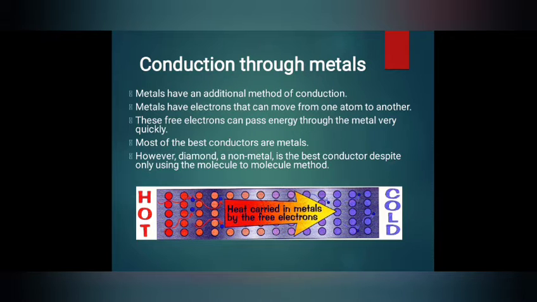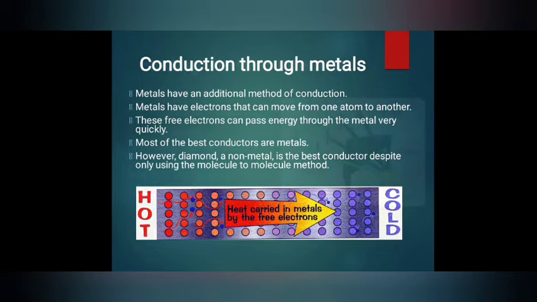However, diamond, a non-metal, is the best conductor despite only using the molecule-to-molecule method, because diamond is a very compressed mineral. It is compressed carbon. That's why its molecules are so attached together that they transfer the vibrations more quickly. And other crystals, like salt, those that have a crystallized structure, can be the best conductors, like salt and diamonds.